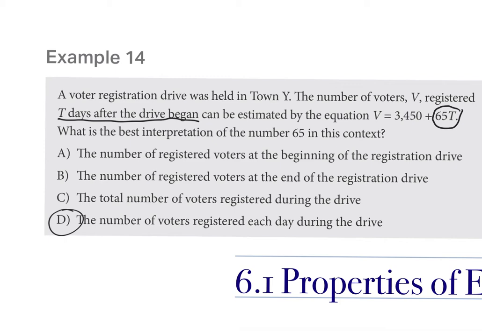What's the total number of voters? 3,450, right? Because if t is 0, doesn't this whole term go away? So the voters is 3,450, okay? So this is our starting number. And then after that, we've got 65 voters per day. So after 1 day, you would add 65. After 2 days, you would add 2 times 65, so on and so forth.